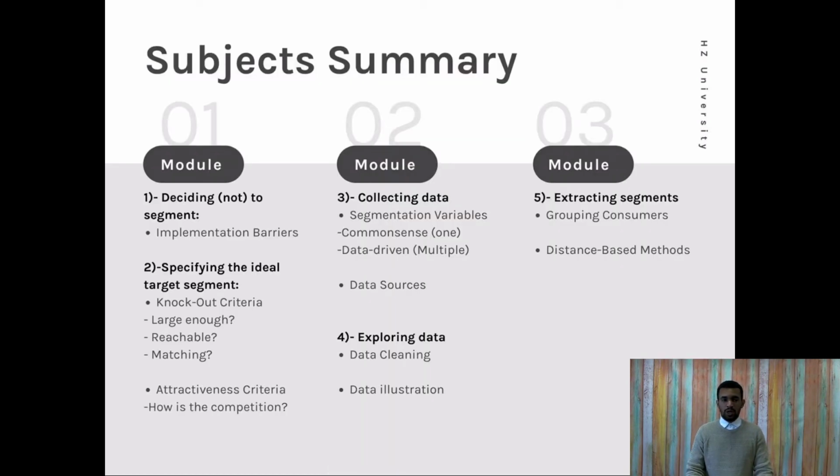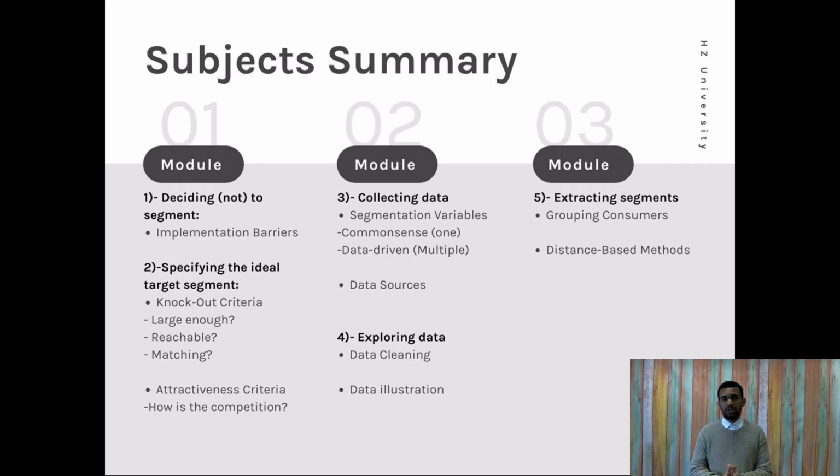All right, so we spoke overall about the course, the material, the timeline, and what the course is about. Now let's have a short summary about the course, to show what the benefits are and what we have actually learned from this course. So we speak first of all about Module 1, which is deciding to segment or not, deciding to go for market segmentation or not to go.